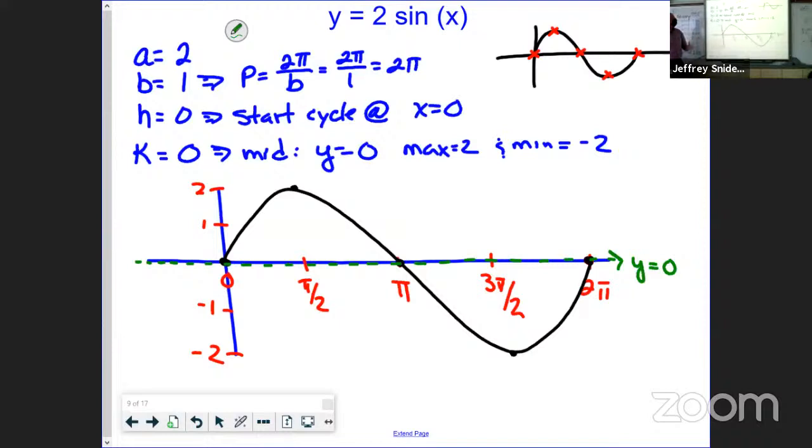Okay, boom. 5 points. We used 5 points on this. All right. Any questions on this graph, how we got it?